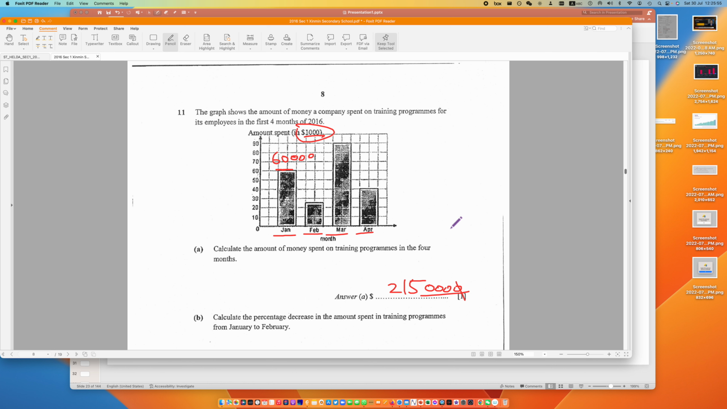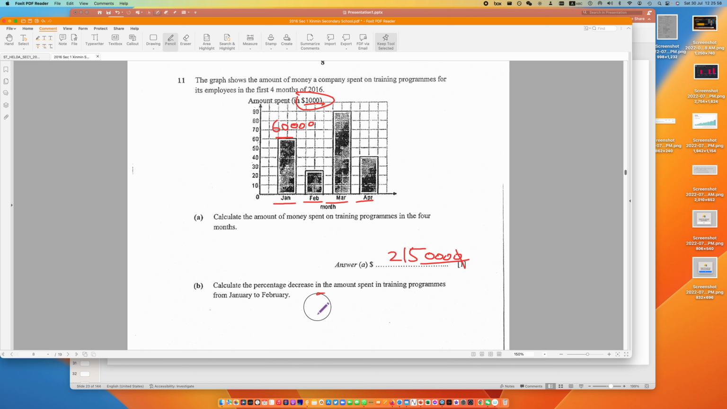Percentage decrease. Very simple. So you just take the February, because it's the final, minus the initial, which is January. Then you divide by the January times 100%. What do you get? 41 2/3. Okay, let me take a look at your working. Why divide by 100? So I should see 40,000 divided by 60,000.